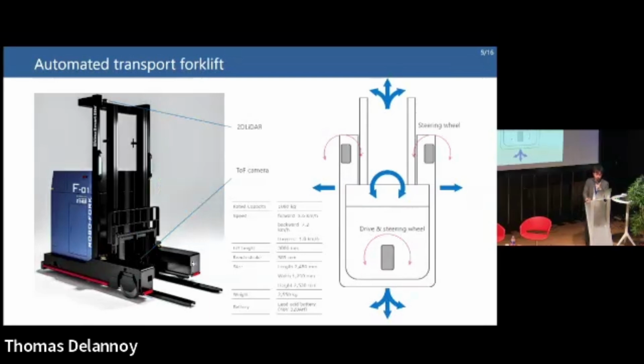It's an automated transport forklift. It has a loading capacity of 1,000 kilograms and a body weight of 2,600 kilograms. It is equipped with 2D LiDAR for localization and a depth camera for detecting the position of materials. It can move in any direction, just like the automated trolley, by 3 steering wheels and 1 driving wheel. This forklift is mainly intended for use at logistics and manufacturing sites.